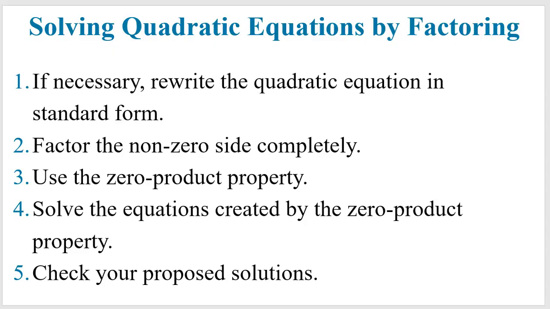If necessary, the first thing you will need to do is write your quadratic equation in standard form so that it's equal to 0. You will need to factor the non-zero side. Then you will need to apply the zero product property, which we will review in a moment. Then you will need to solve the subsequent equations that you create when you apply that property. And step number 5, always make sure that you are checking your solutions at the end. Very important that you check your work.